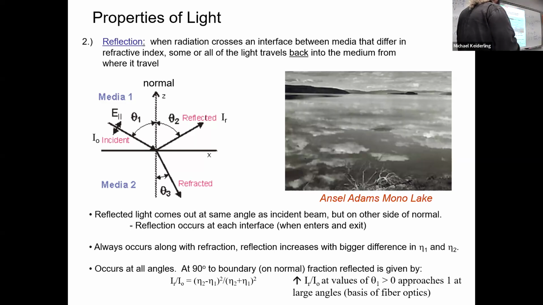It always occurs with refraction. Reflection increases with bigger difference in index of refraction. So the bigger the difference in the index of refraction, the more reflection and less transmission. And it occurs at all angles. At a 90-degree boundary, a normal reflection, the fraction that's reflected is given by this formula, which is the difference between the indices of refraction squared divided by the sum of them squared.